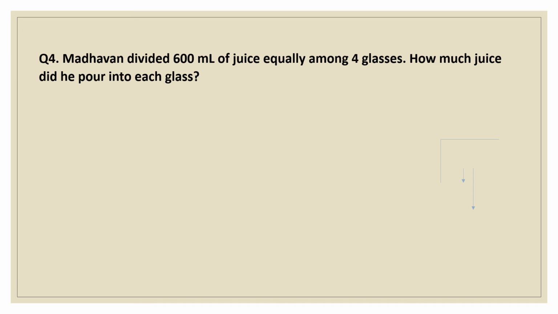Now see the question 4, children. Madhavan divided 600 milliliter of juice equally among 4 glasses. How much juice did he pour into each glass? Now here each is asked, children, again. Say 600 ml of juice, total juice is there. And Madhavan divided it equally among 4 glasses. So number of glasses are 4 and total juice is 600 ml. You have to tell how much he poured into each glass as he divided equally. So division will be done here.